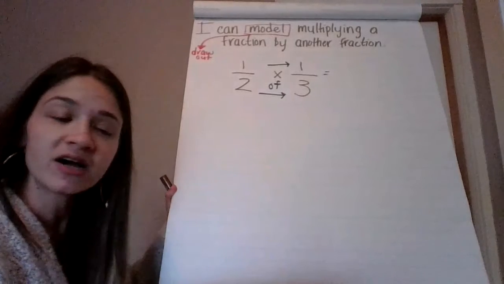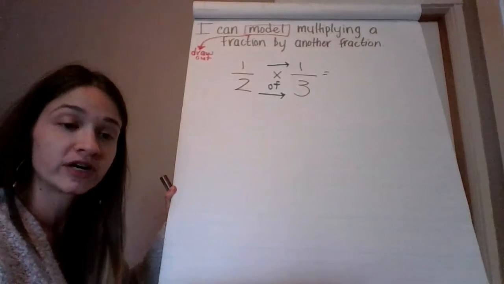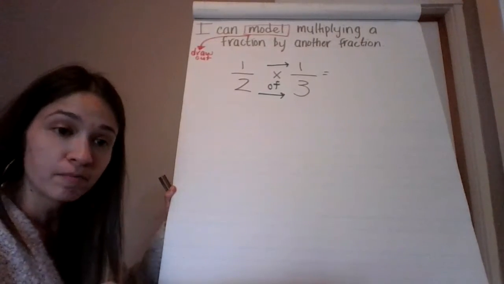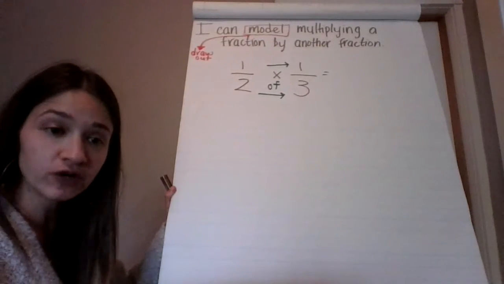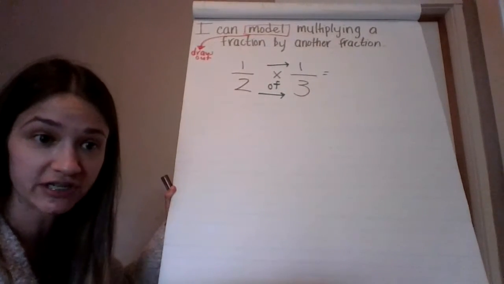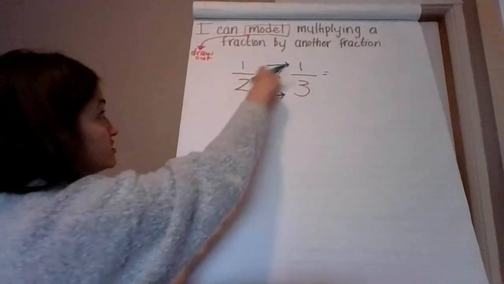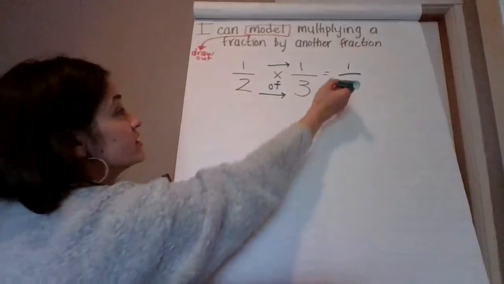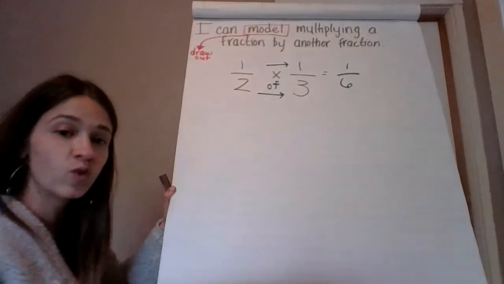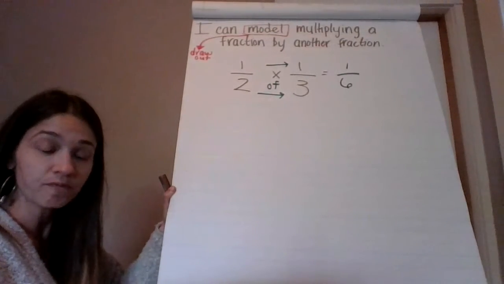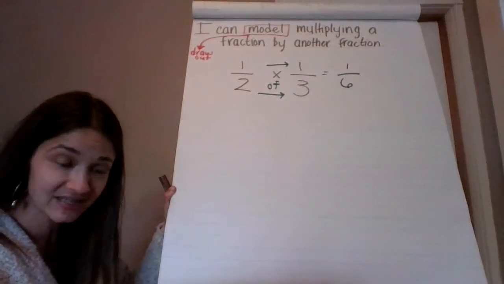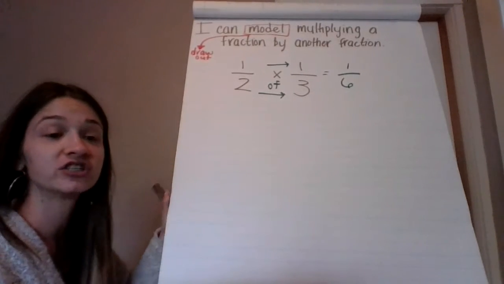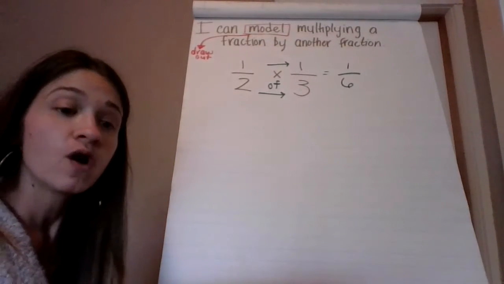Usually, I'm not going to teach you a shortcut first. We're going to do modeling first. But I taught you the shortcut first as a way to check your answers for today's work. So 1 times 1 is 1, and 2 times 3 is 6. So our answer is 1/6. Now, what we're going to do next is actually do the modeling. So watch carefully.